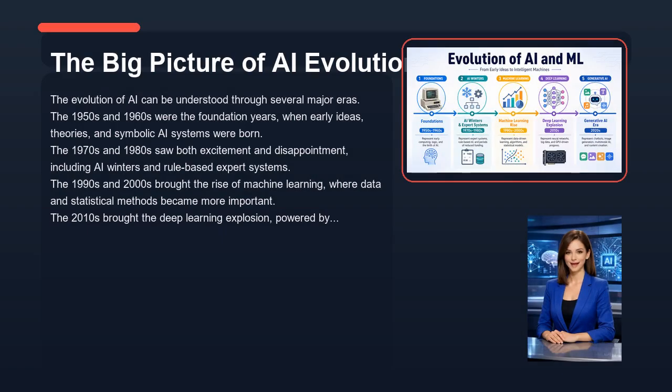Now let's look at the big picture of AI evolution. The evolution of AI can be understood through several major eras. The 1950s and 1960s were the foundation years, when early ideas, theories, and symbolic AI systems were born. The 1970s and 1980s saw both excitement and disappointment, including AI winters and rule-based expert systems. The 1990s and 2000s brought the rise of machine learning, where data and statistical methods became more important. The 2010s brought the deep learning explosion, powered by large datasets, GPUs, and neural networks. The 2020s brought the generative AI era, where AI began creating text, images, code, audio, video, and more.